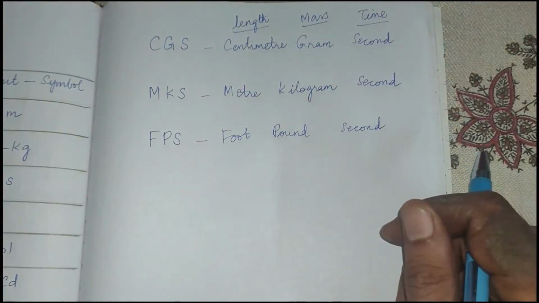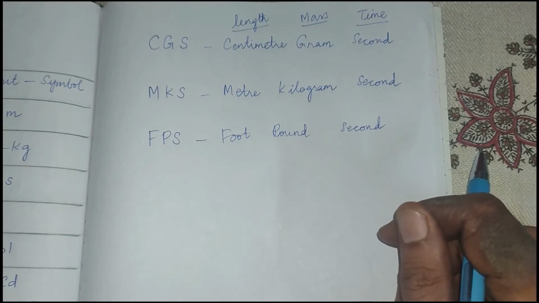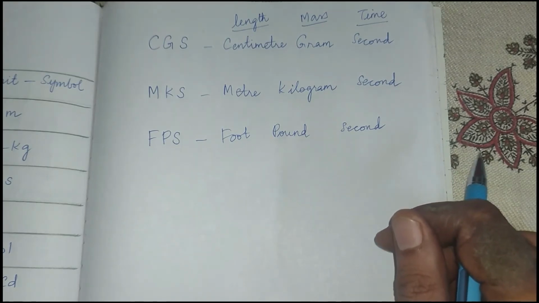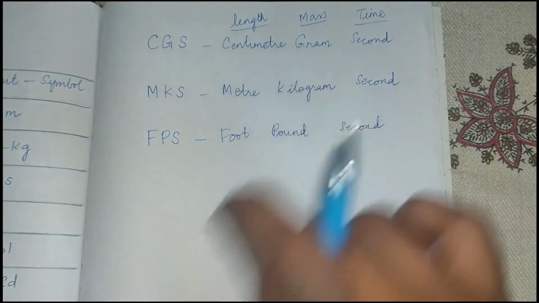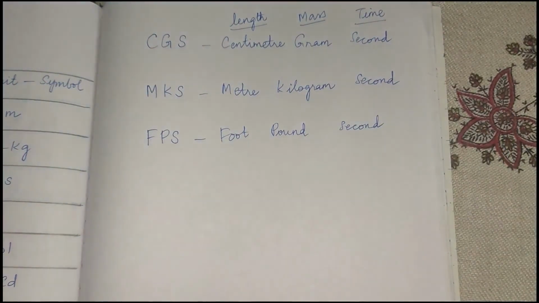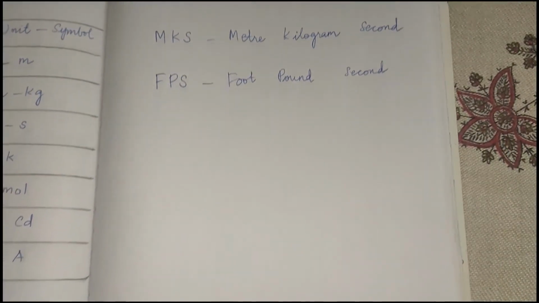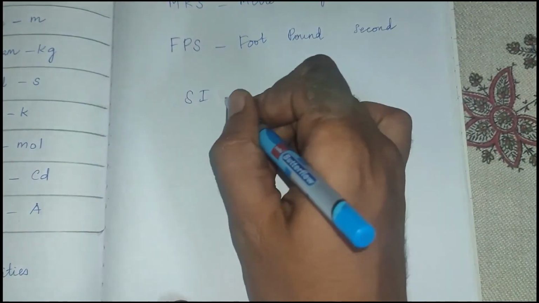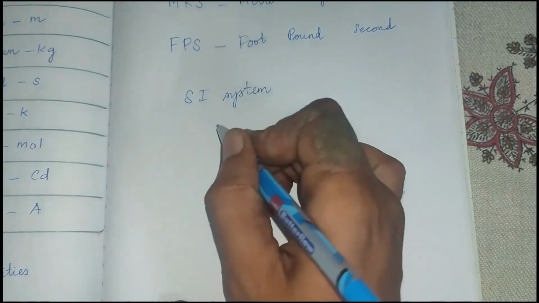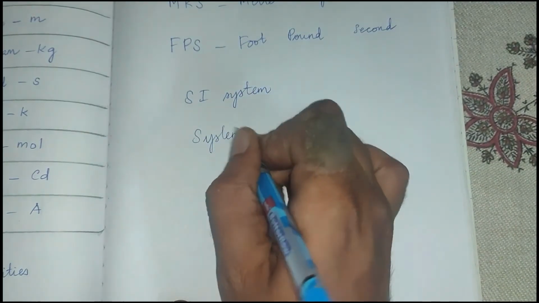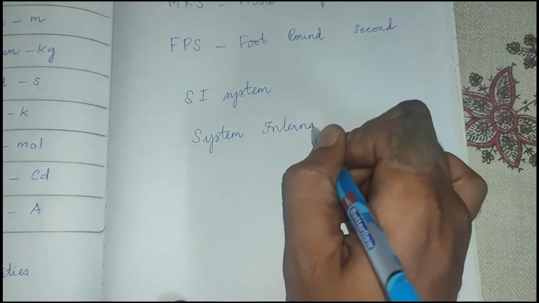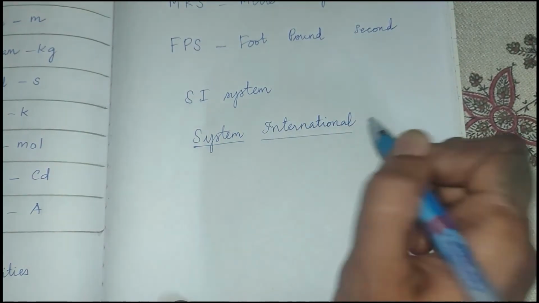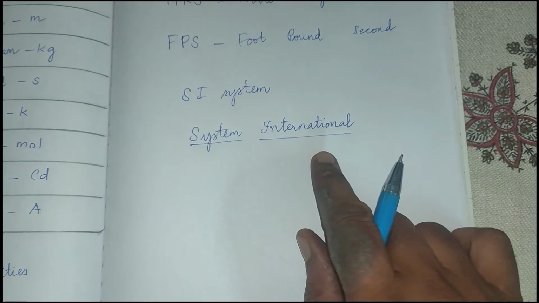And finally, all the scientists came to a conclusion that throughout the world they have to use the same unit for length, and the same unit for mass, and the same unit for time. So they finally introduced a new system of units which is called as SI system. What is SI? It is going to be System International. So that is the expansion of SI. Now universally throughout the world, everyone uses this SI system of units.